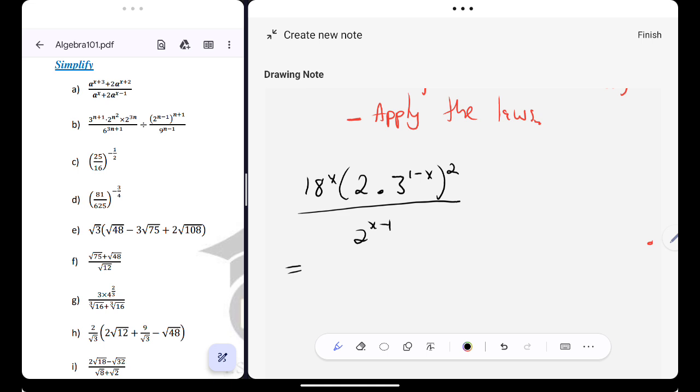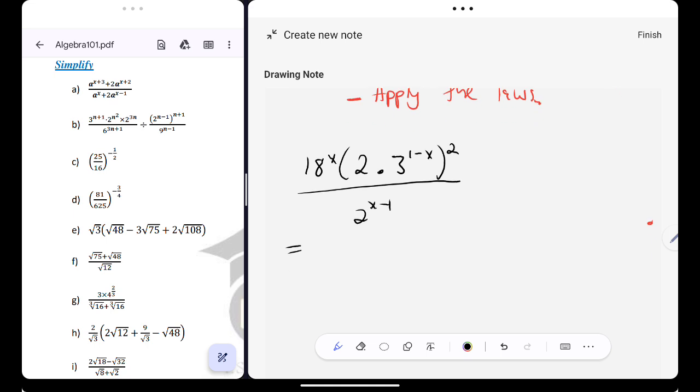So all we need to do is change all bases to have the same base. We already have 2 and 3 which we cannot change any further. So that means we must change 18 to have a 2 and a 3 as well. How can we do so? I know that 18 is equal to 2 multiplied by 9. 2 multiplied by 9 is the same as 2 multiplied by 3 squared, all raised to the power x.